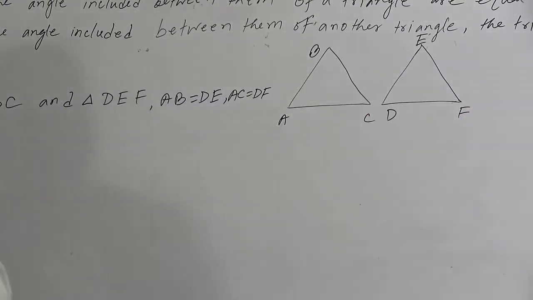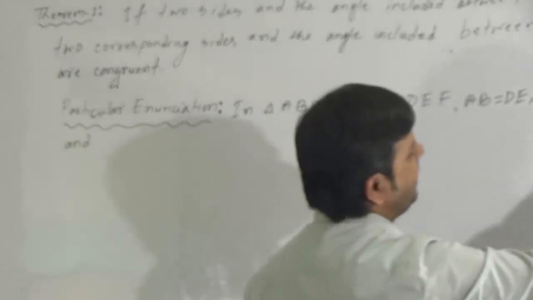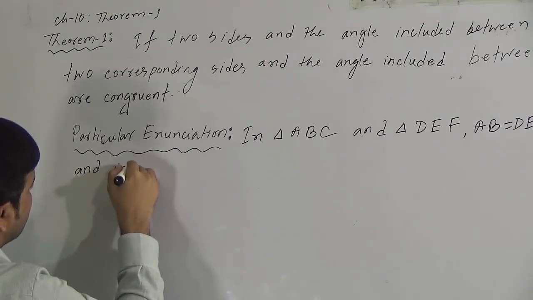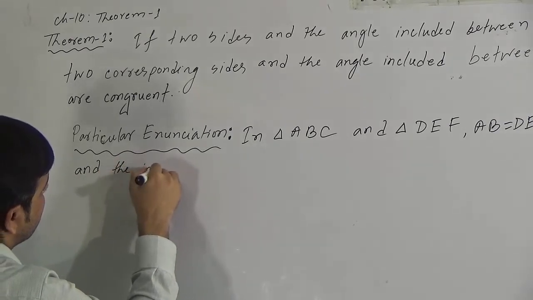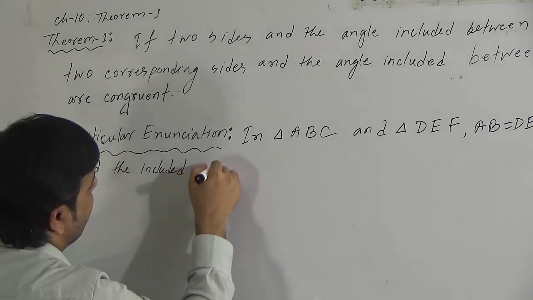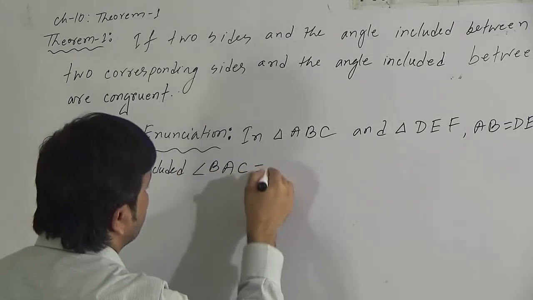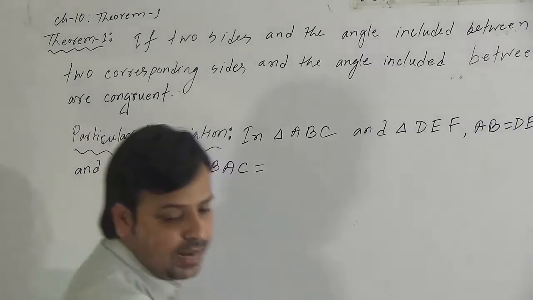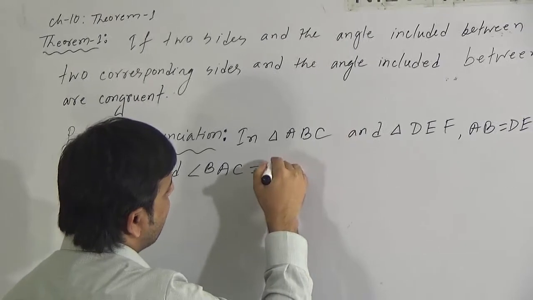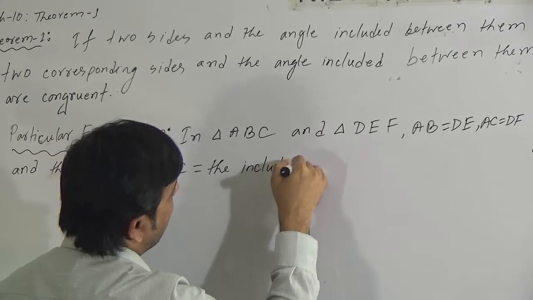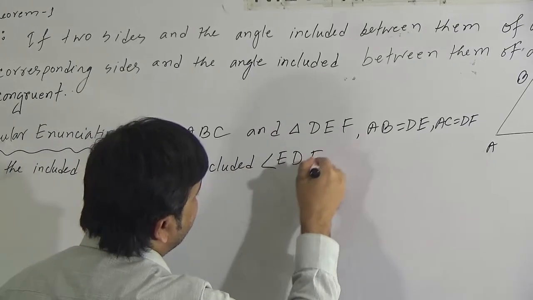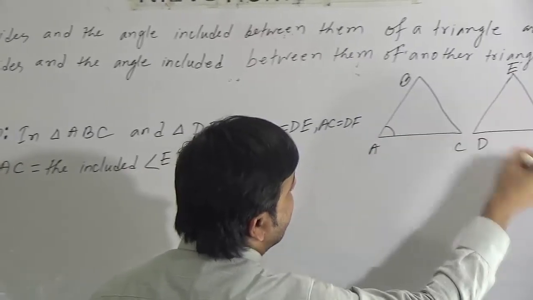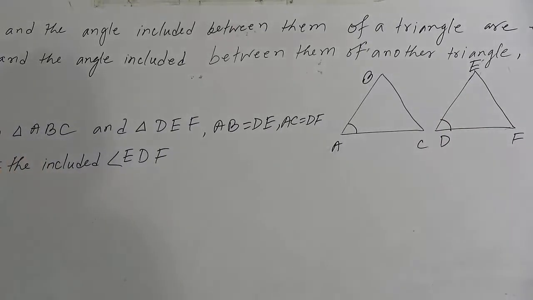It means corresponding sides are equal here. And the included angle BAC of the sides AB and AC is equal to the included angle EDF. Here BAC means this angle and EDF means this angle. These two angles are included angles and these two angles are equal.